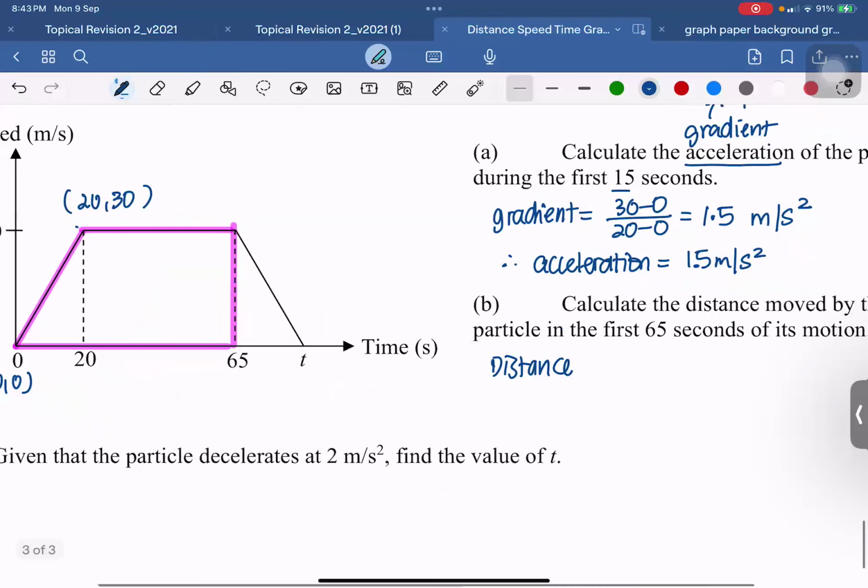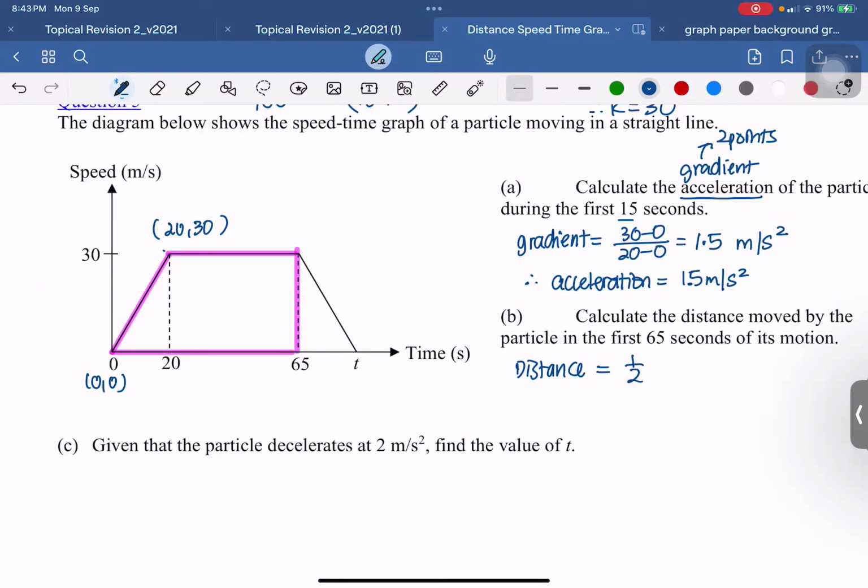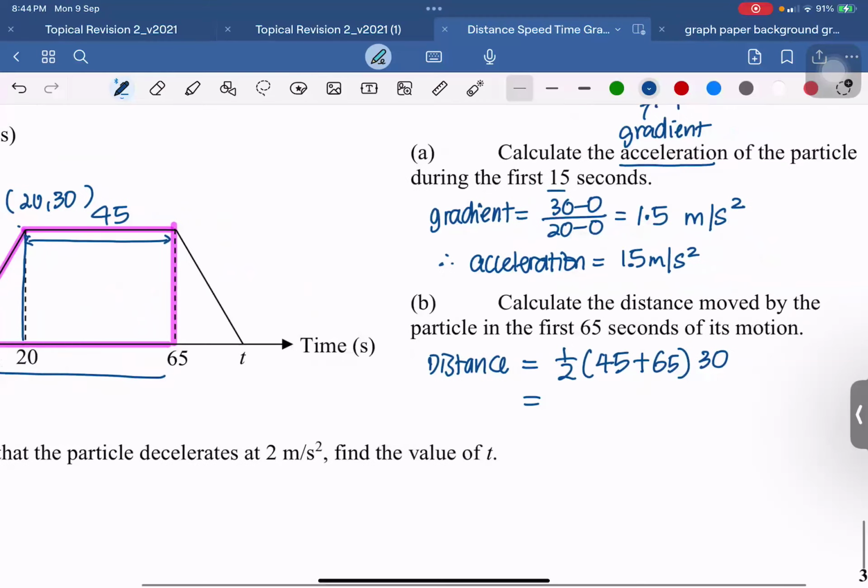Good. So in this case, I will find distance is half, 45. Just now somebody said already, this one to this one, 45. Plus, they want 65 times the height here. The height here is 30. Anyone count for me the distance?